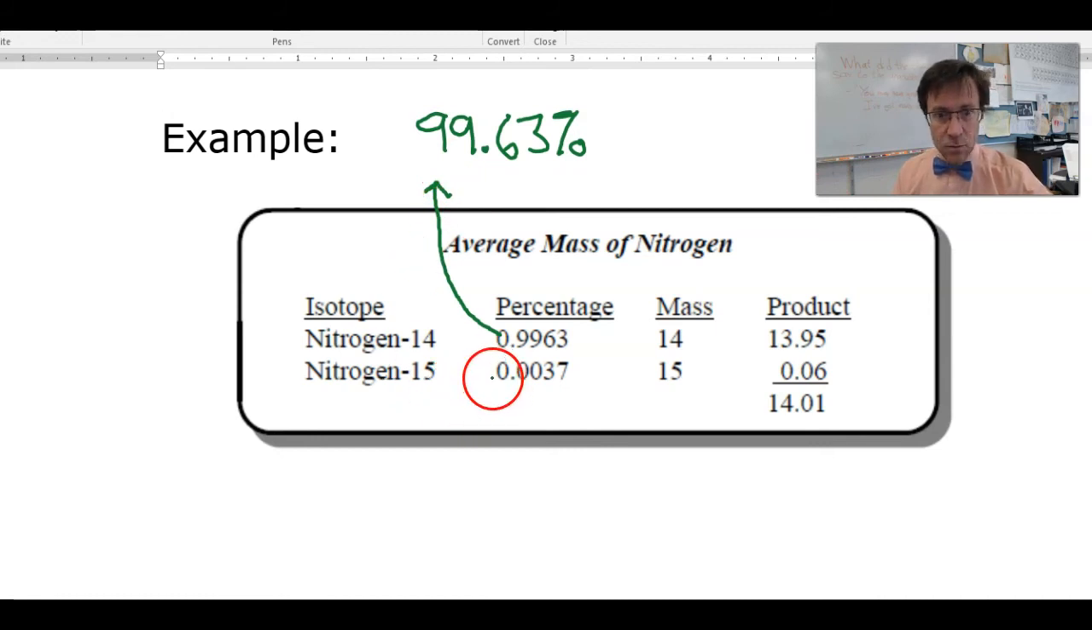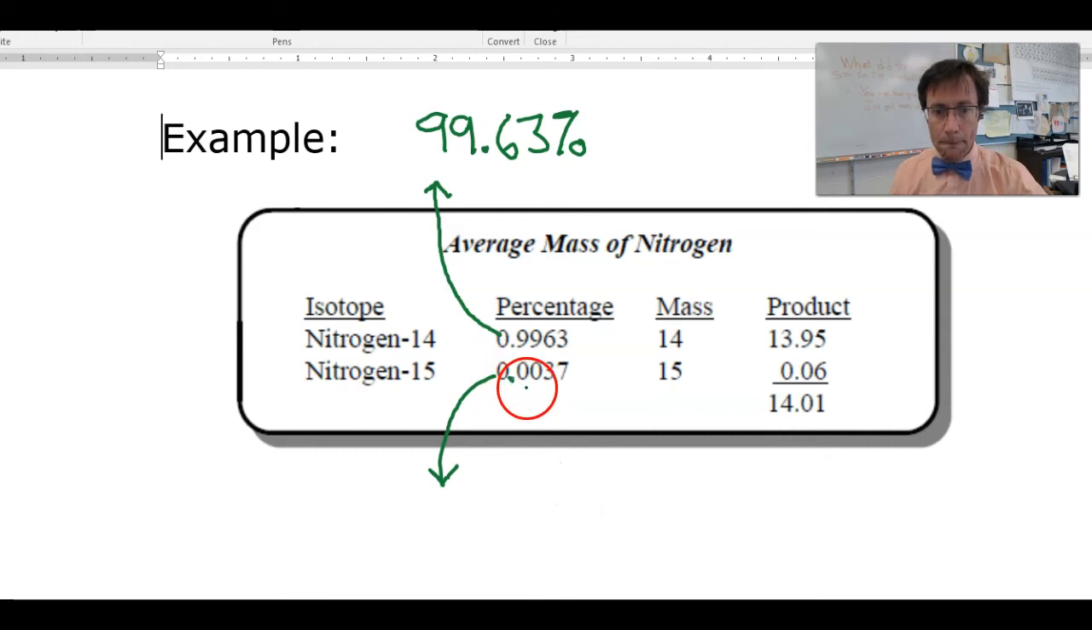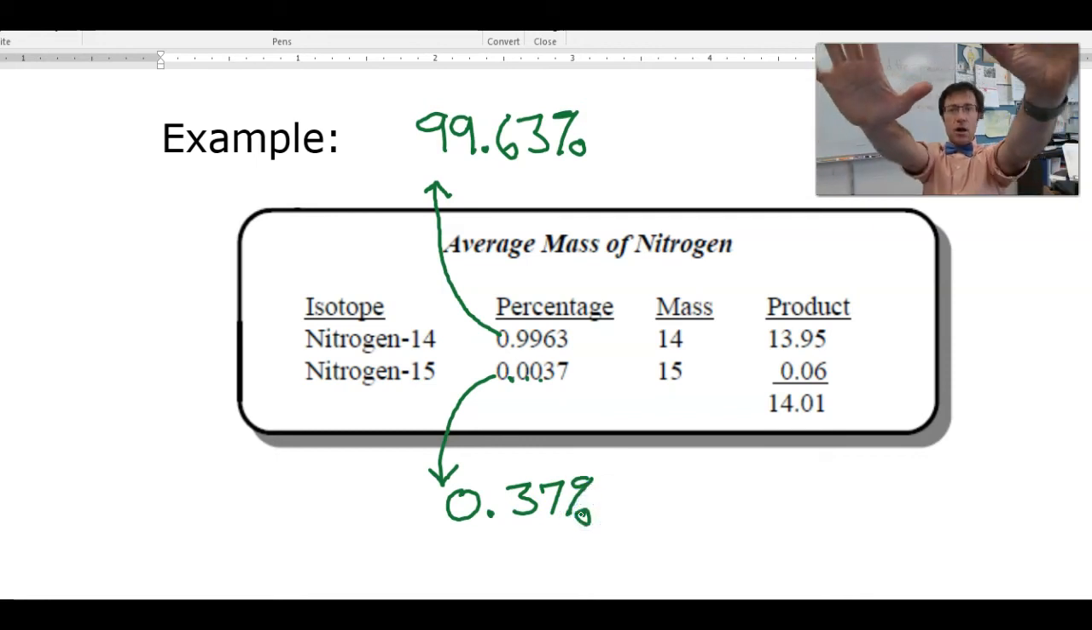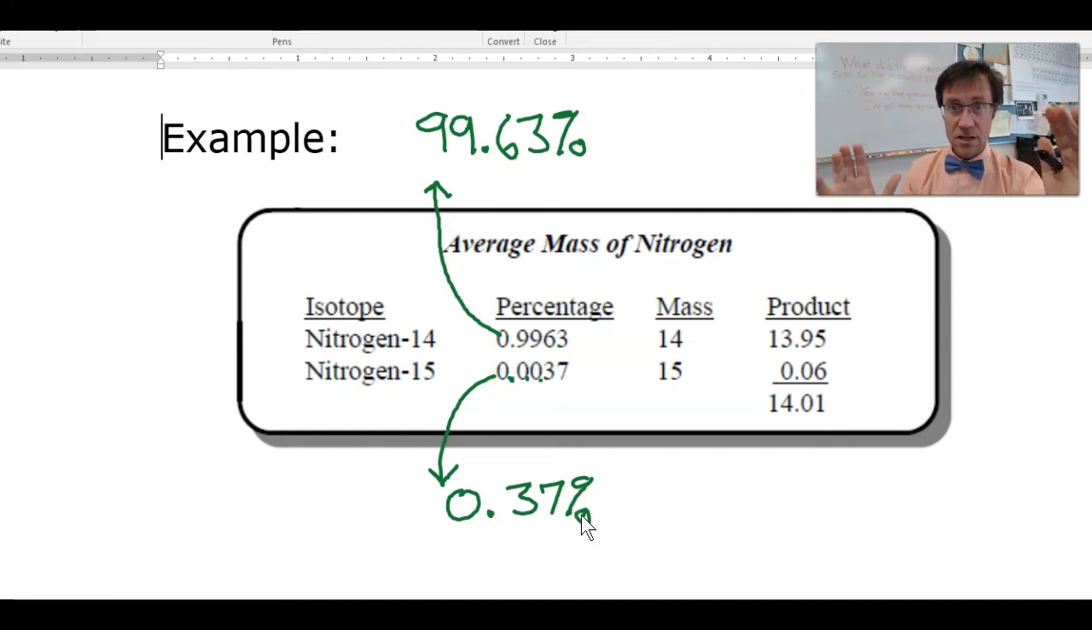Same exact thing for this one. The decimal is right here, right? So there's the decimal. I'm going to move it over twice to make it into a percentage now. Remember, up there, we were talking about percentage to decimal. Now we're doing decimal to percentage. It works both ways. So we're going to move it over twice. 1, 2. This is 0.37%.